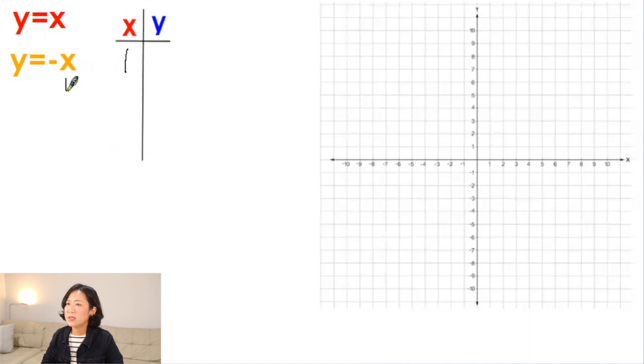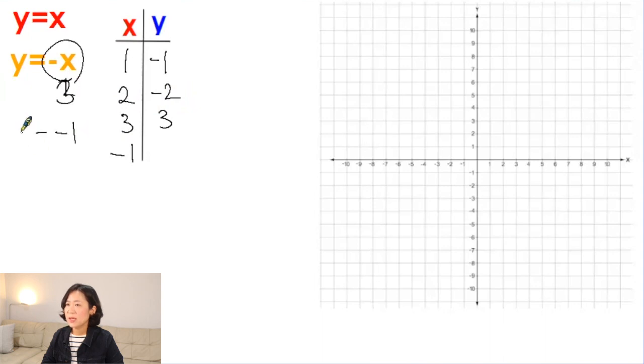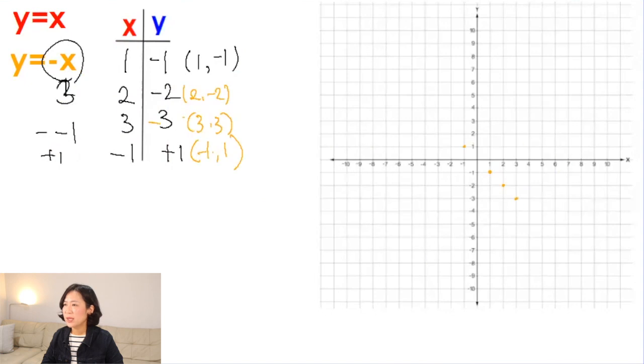So when x is 1, your y is minus 1. And then when your x is 2, then you can look at the equation, your y is minus 2. Then when your x is 3, your y is minus 3. When your x is minus 1, then minus, put them together, 1. So let's join the points all together. Then you can see the straight diagonal line, that is called y equal minus x.